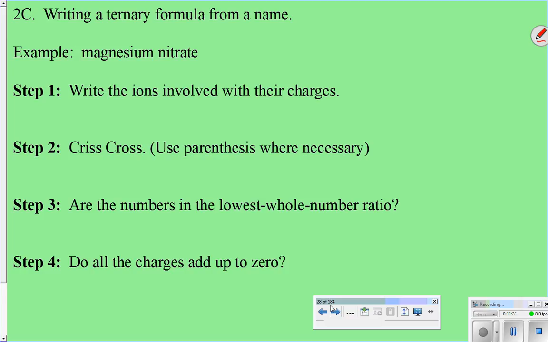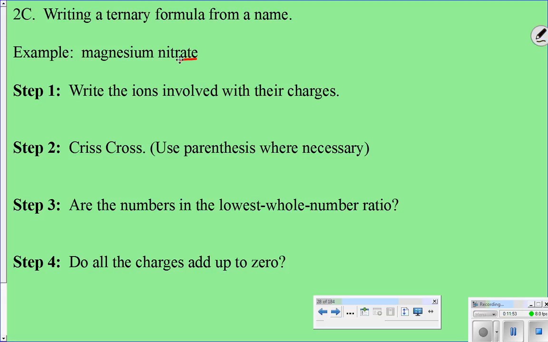These are pretty easy to write formulas for from here. What you really have to be careful about is always looking at your endings. It can be very confusing. The sound of nitrate might make you think of nitrogen. There is nitrogen in the nitrate ion, but it's not the same thing as regular nitrogen from the periodic table. So the difference between ending in ide and ate or ite is really important.